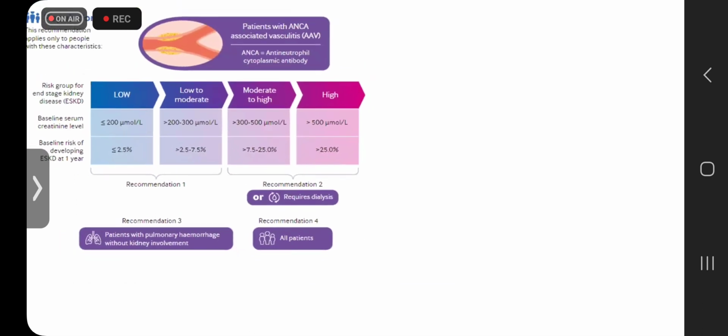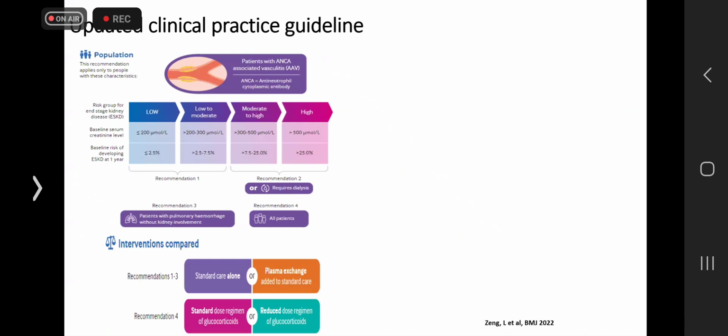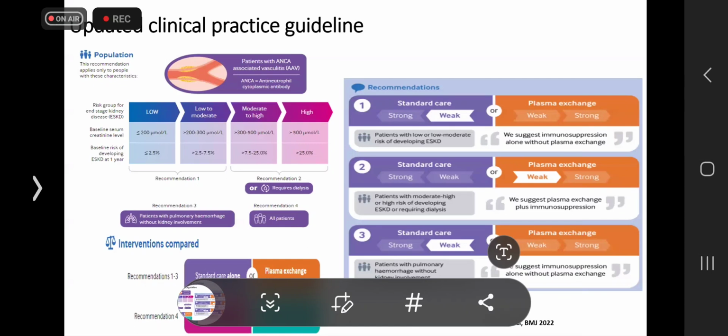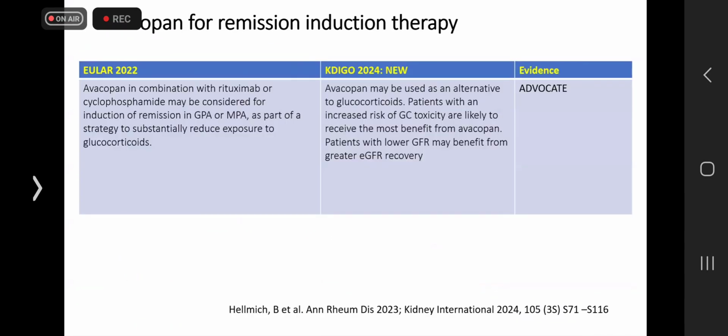They stratified patients with kidney disease into 4 different groups based on their entry serum creatinine and the risk of developing ESKD at 1 year: low, low to moderate, moderate to high, and high risk groups. And they wanted to come up with 4 recommendations, 3 pertaining to PLEX and 1 pertaining to glucocorticoid dosing. And these are the recommendations. So there is a weak recommendation in number 2 to consider PLEX. Number 2 is the patients who are at moderate to high or high risk of developing ESKD or requiring dialysis. So there's a weak recommendation based on the meta-analysis.